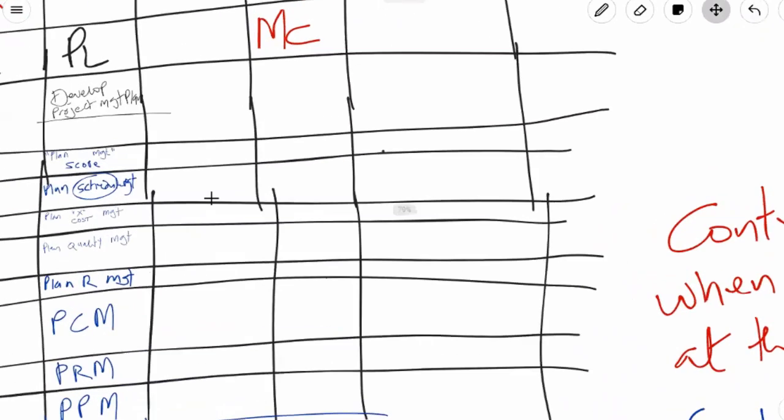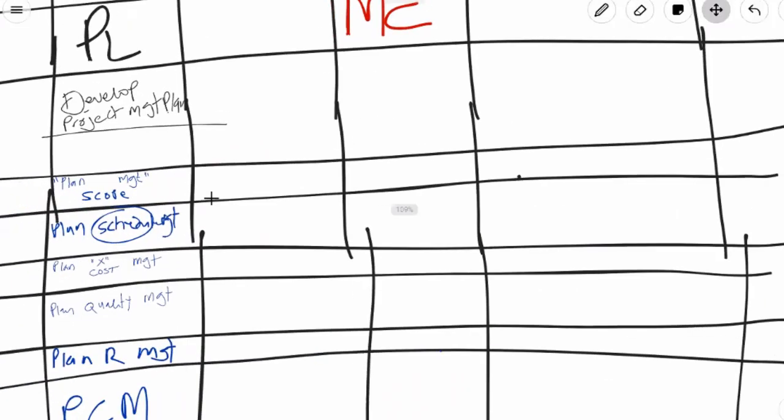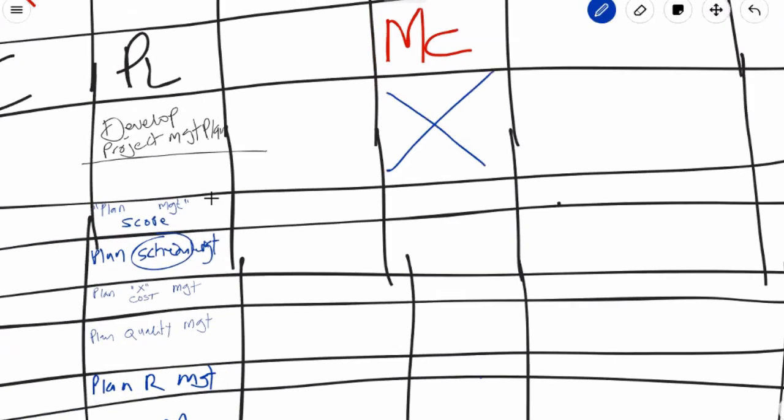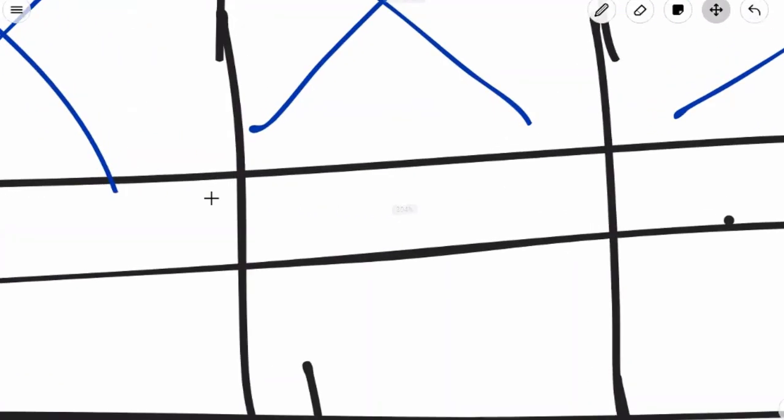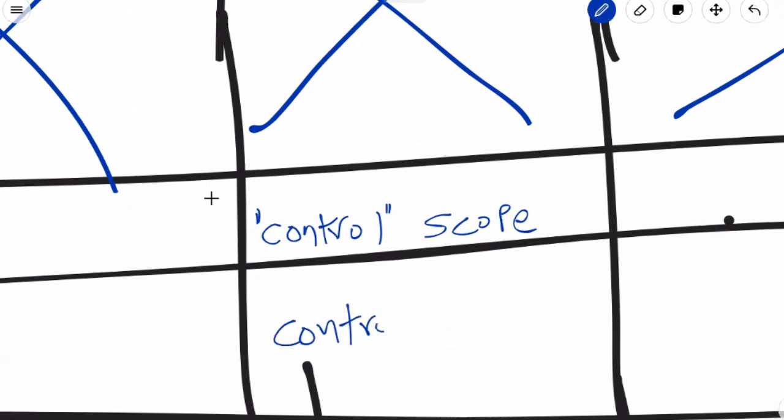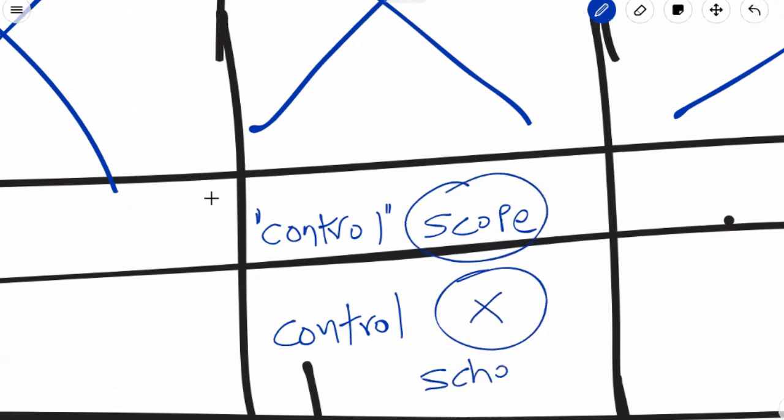What I've shown you pretty much can be used for most of the processes. So let's forget about integration and its anomalies. It's a bit of an anomaly. But talking about scope, if we zoom in, we've got two processes in scope. Let's leave the first one alone, but the second one is control. You see, the word control is used, and then the knowledge area. Same thing for schedule. Control, and then X, where X in this case is schedule. See?